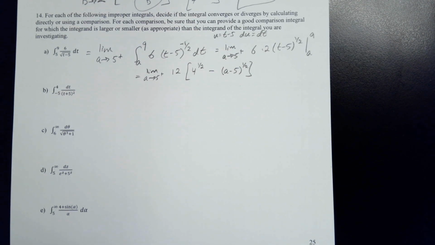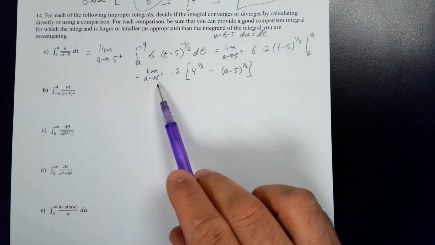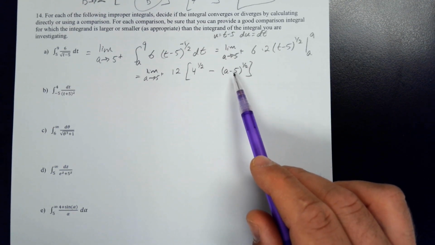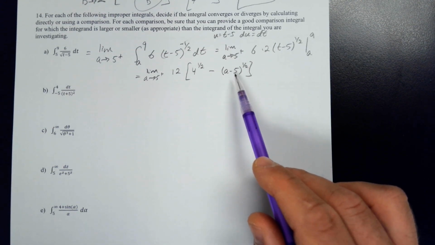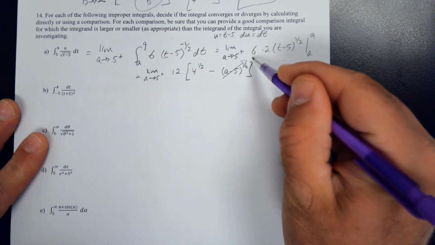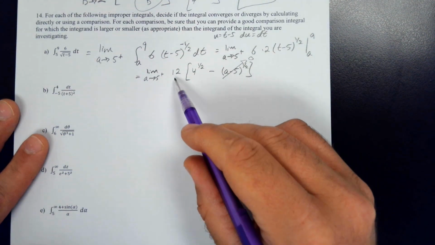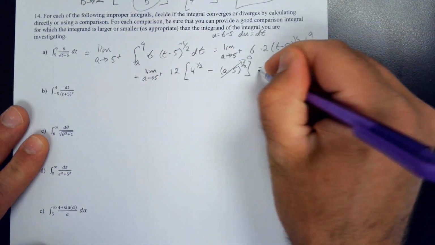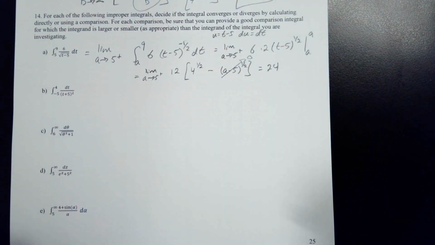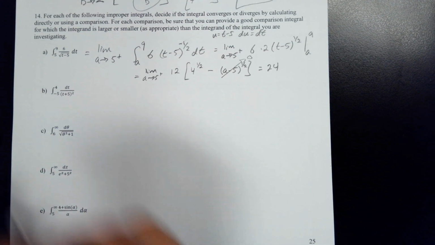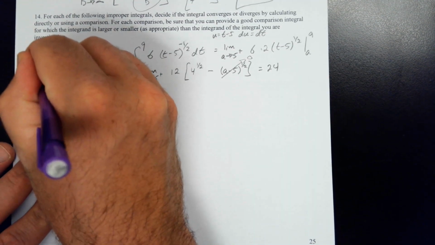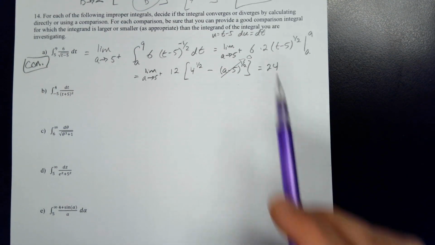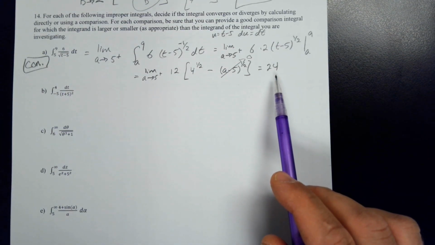Now, what's nice about this is if I let a go to 5 from the right or the left, I have the square root of 0, which is 0. And that's not undefined. That's not going to plus or minus infinity. This is just going to 0. So what I end up having is 12 times the square root of 4, which is exactly 24. Now in this one, what they really want to know is, does it converge or diverge? This one definitely converges, and we could find that integral directly.